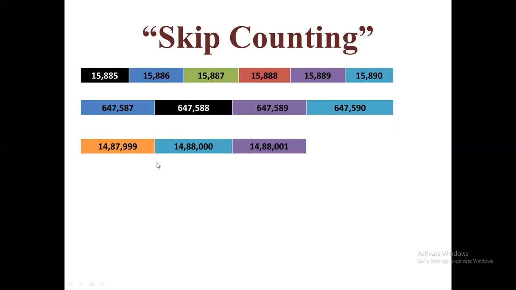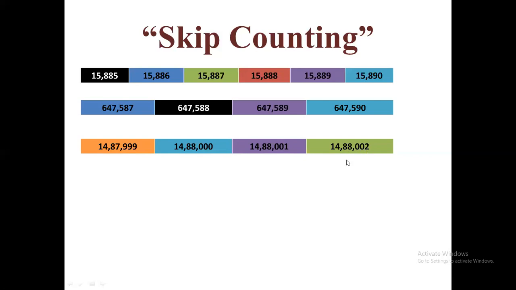Over here I have a 7-digit number, and you can observe again that the change is coming in the ones place. After observing in which place the change is coming, you can simply add there. Here, after observing that the change is coming in the ones place, I have just added 1 and then I got 14,88,000. Then again I added 1 and I got 14,88,001. Because the change is coming in the ones place, I added 1 more and I got the answer 14,88,002.